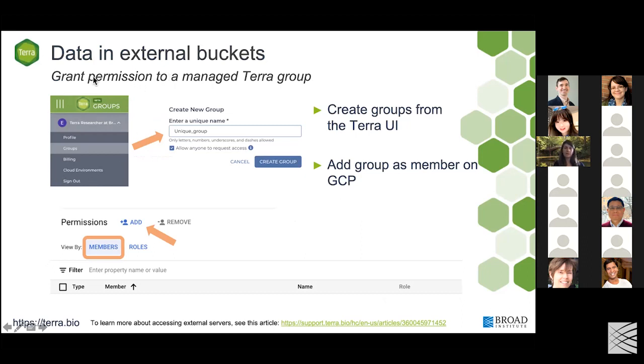Here's a screenshot of what this looks like from the Terra main menu. You have this groups icon, and you can essentially add users to a unique group. And then in the Google Cloud Platform, you can modify permissions for that group to give them access to a Google bucket. So basically, you can add the whole group to your Google bucket. And we do have support articles for how to do this that are linked in these materials. So feel free to check that out if this applies to something you want to try doing.